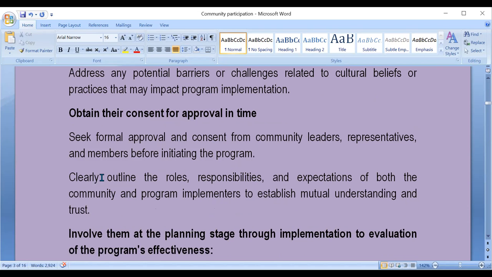Yes, you have to agree with them that in 2 weeks' time, we are going to start this program. Okay? You agree with them on time so that they will come, not that on the day, they will go to their different businesses. Clearly outline the roles, responsibilities, and expectations of both the community and program implementers to establish mutual understanding and trust. You will have to share some roles with them, okay, so that they will be actively involved.